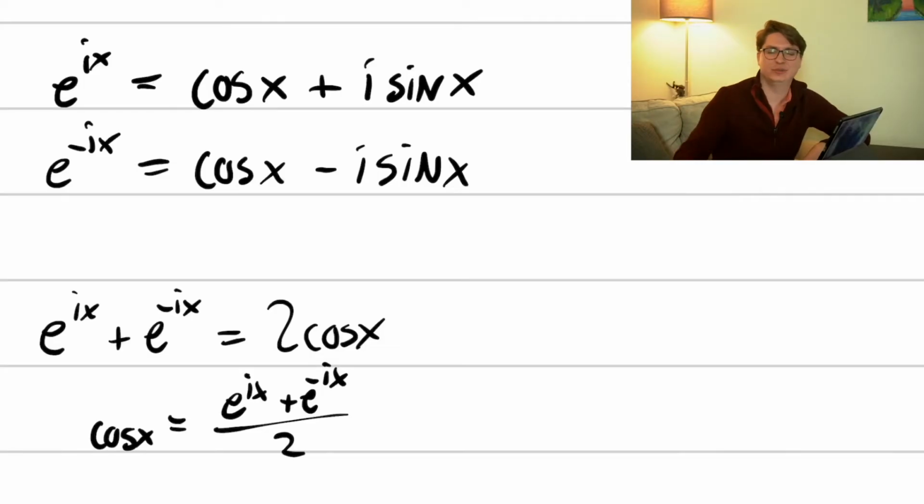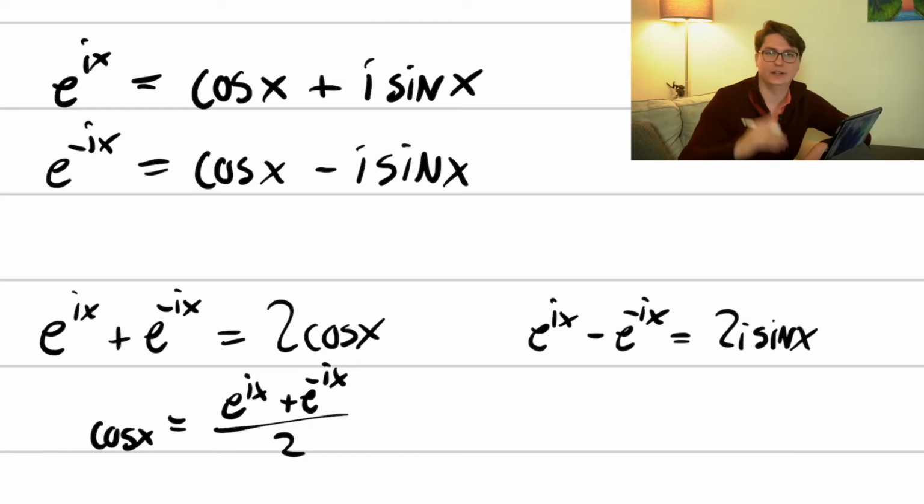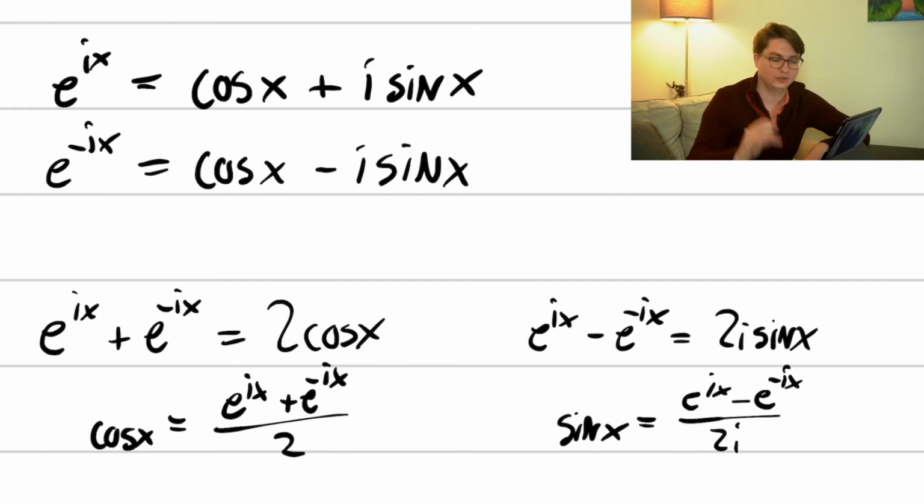And just for completeness' sake, let's get sine and write that in terms of complex exponentials. You get that by subtracting. You see, you get rid of the cosine. e to the ix minus e to the negative ix equals 2i sine x. Okay, and then you can get sine of x by dividing all that by 2i on the other side, and you're good. So sine is just those two things subtracted, divided by 2i instead. So you can use any combination of these, they're interchangeable, no problem.